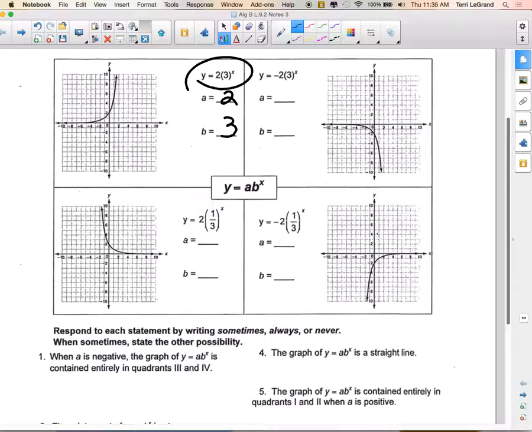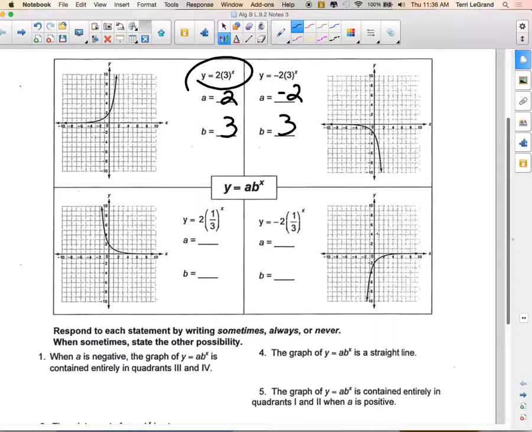Moving clockwise, what is a value in our next one? Negative 2. And what's our b value? 3. Okay, I do want to stop for just a moment, and I want you to observe something. They both have the same base, right? They both have the same b value. Yes. But what's different about them?